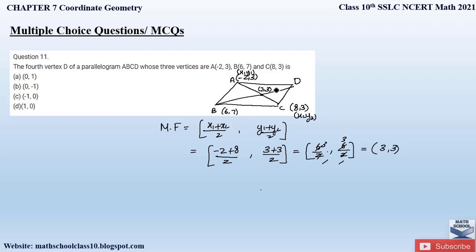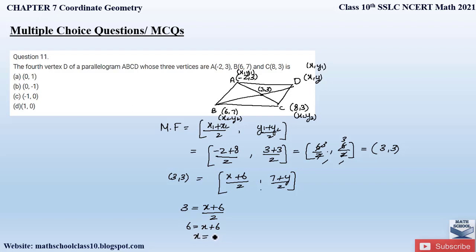Now apply the midpoint formula to the diagonal BD. We know the midpoint already, that is (3, 3), and let us take point D coordinates as (x, y), assume this point to be (x1, y1) and point B to be (x2, y2). So (x1 plus x2) will be x plus 6 divided by 2 and (7 plus y) divided by 2. Now let us take the x coordinate part on both left hand side and right hand side. On the left hand side the x coordinate is 3 and on the right hand side it is (x plus 6) divided by 2. Cross multiplying, 3 2s are 6 is equal to x plus 6, or x is equal to 6 minus 6, so x is equal to 0.